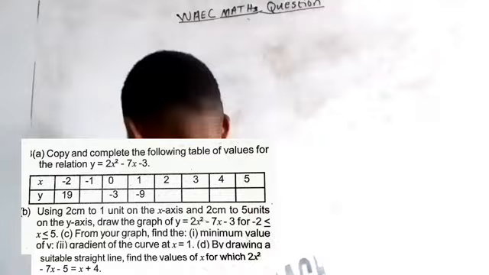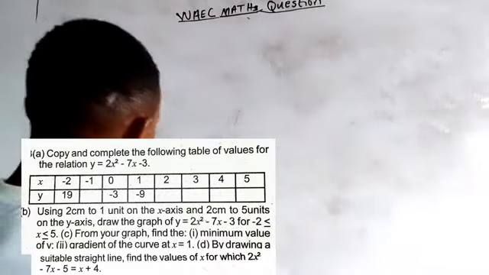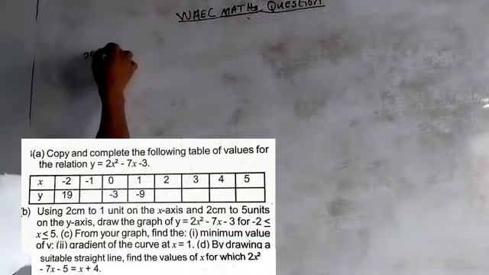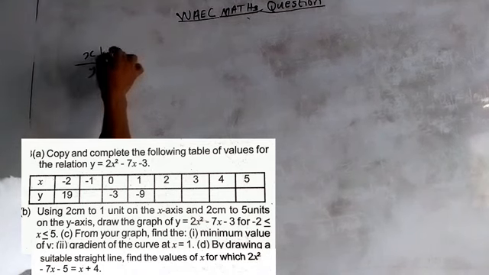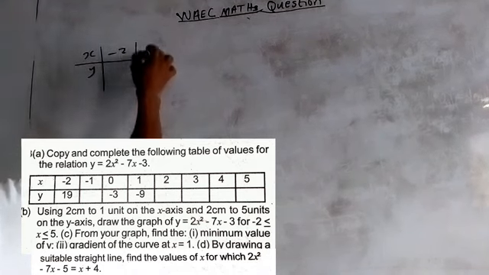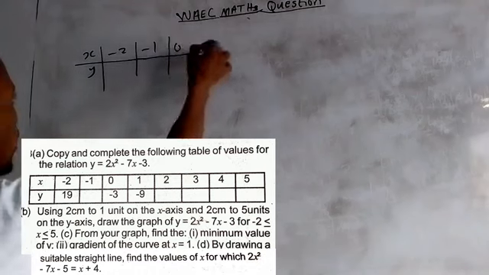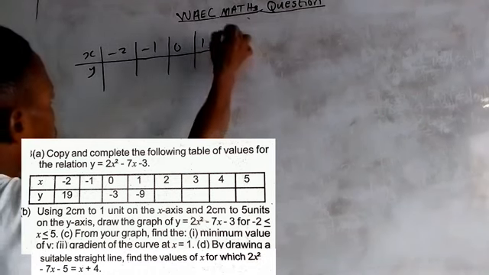So let's look at the question once again. We should complete the table. Let me go to the table. We have x and we have y. Here is −2, and here we have −1, and here we have 0, and here we have 1, and 2.